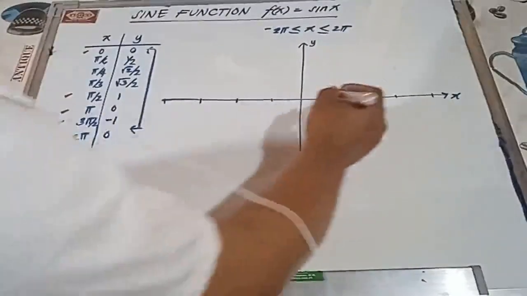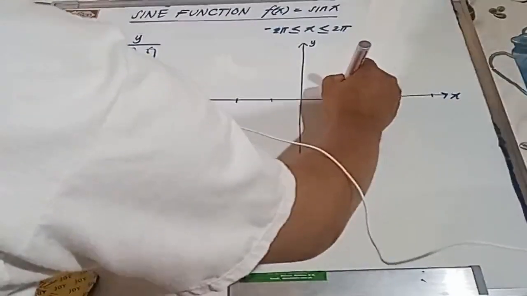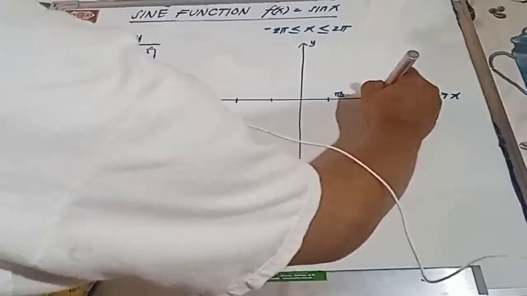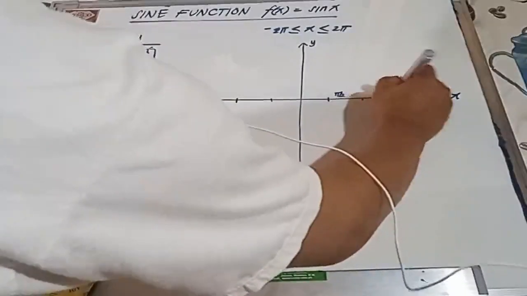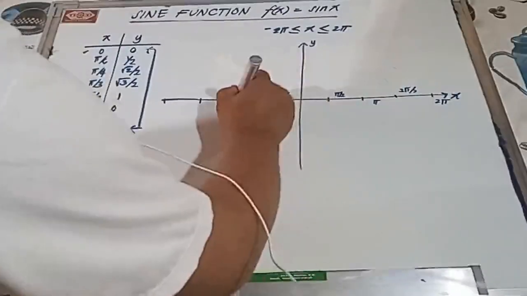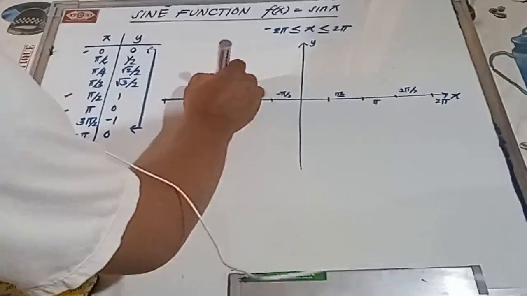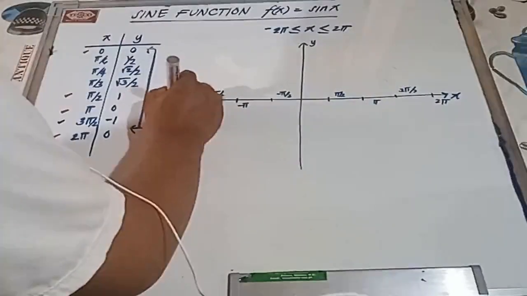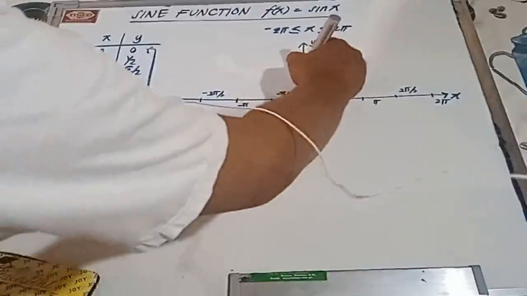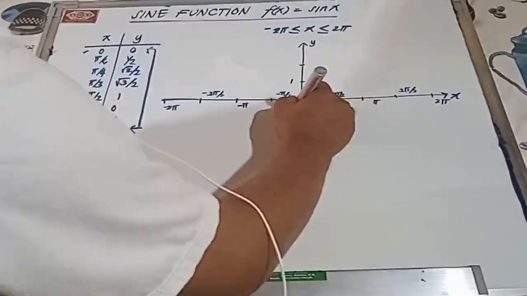So, ito yung pi over 2. This is pi. 3 pi over 2. 2 pi. Negative pi over 2. Negative pi. Negative 3 pi over 2. Negative 2 pi. Okay. Scale natin dito ay real number. Let's say this is 1. This is also 1, negative 1.